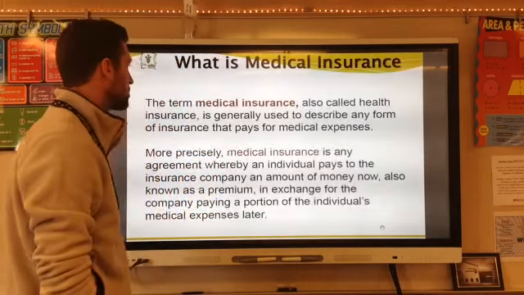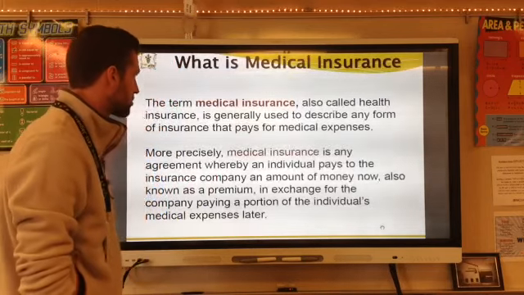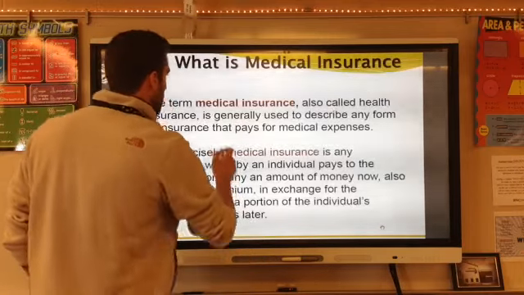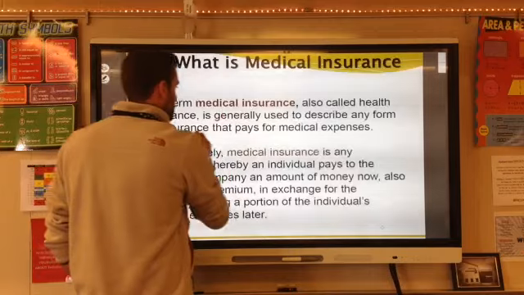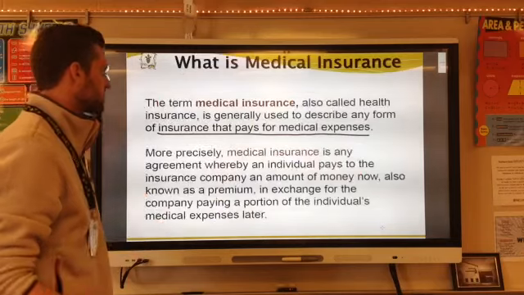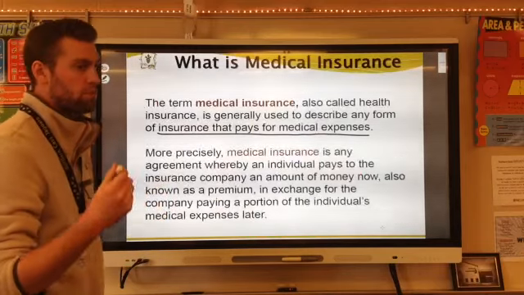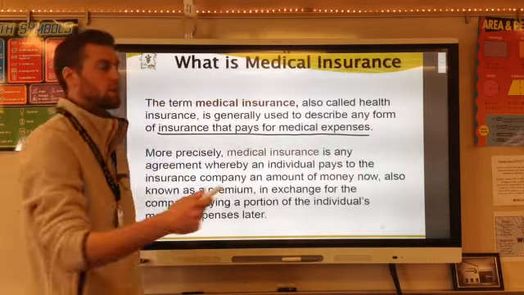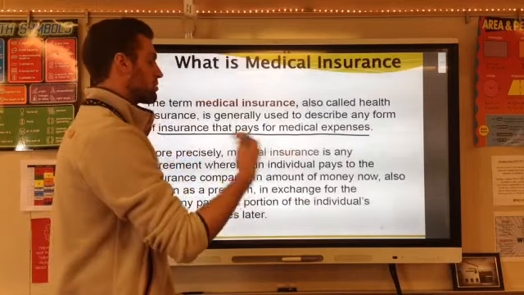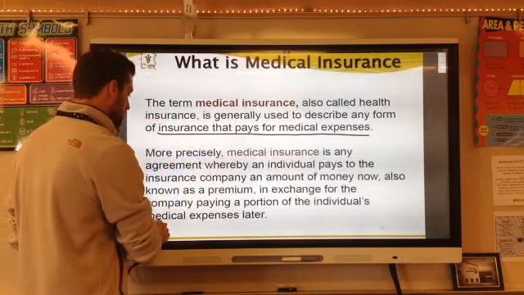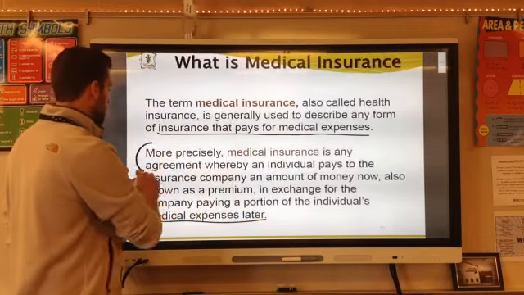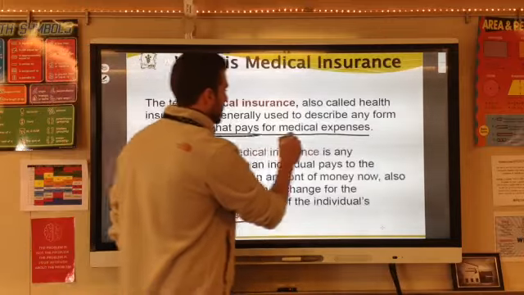The term medical insurance, also health insurance, is generally used to describe any form of insurance that pays for medical expenses. So what you'd want to write down is medical health insurance: it's insurance that pays for medical expenses. More precisely, it's any agreement where the insurer, the company, is going to pay you if you get hurt. But you have to pay that company little bits of money in order to receive that big money if you get hurt. So it's going to take care of those medical expenses later on. Don't worry about the other stuff here, but you need this definition that is right there.